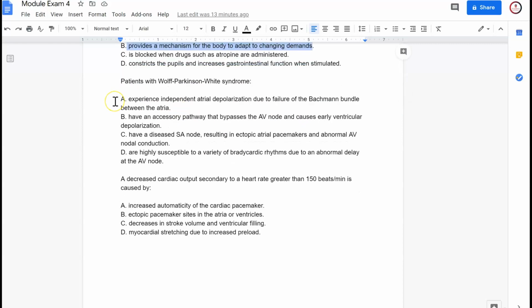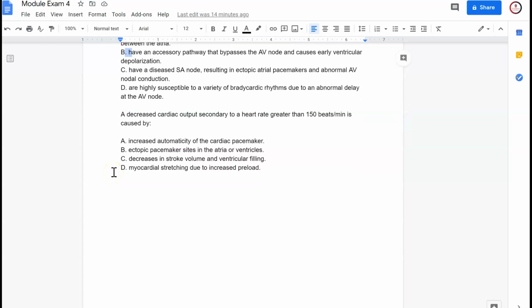So there's your answer. Patients with Wolff-Parkinson-White syndrome experience independent atrial depolarization due to failure of the Bachmann bundle? No, it's not the Bachmann bundle's fault. Don't shift blame where it's unnecessary. Have an accessory pathway that bypasses the AV node and causes early ventricular repolarization? Yes, that's the definition of Wolff-Parkinson-White. Are highly susceptible to a variety of bradycardic? No. They're tachycardic. Diseased SA node? No. The SA node's working fine. It just has an extra friend bypassing the AV node.